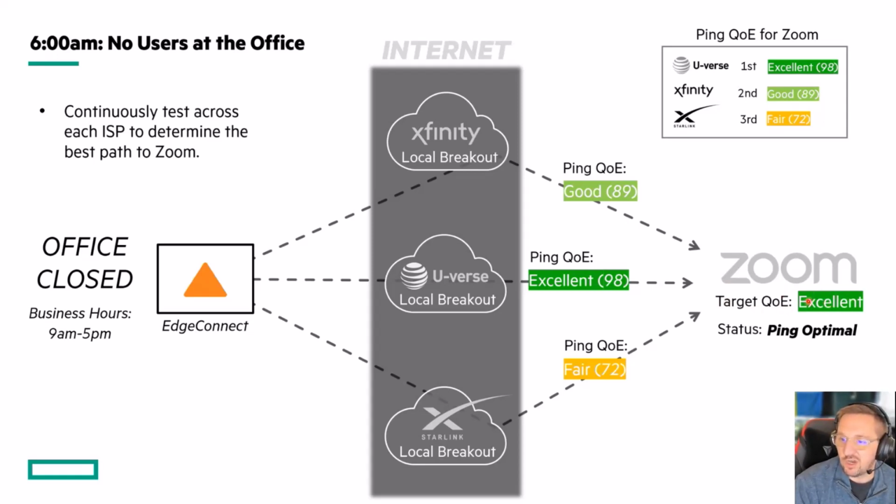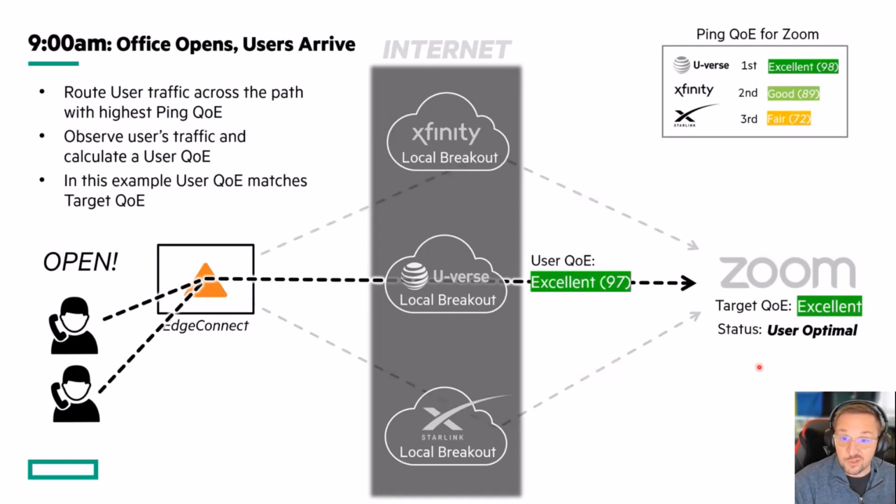So we've selected a target QoE here of excellent. That means that's what the system's going to look for with regard to path performance. It wants an excellent or better measurement. And that means it wants a 95 or better. So now the users come into the office. Now the system, AppExpress already knows which breakout label, in this case, it thinks it knows which breakout label is going to perform best for the users when they arrive.